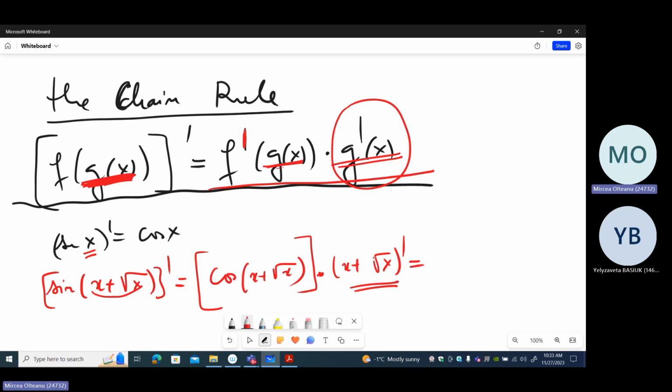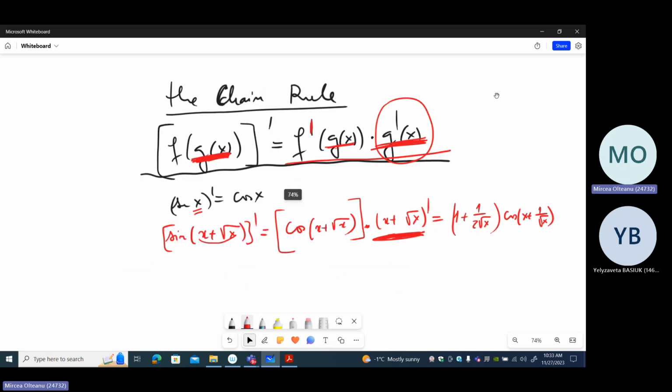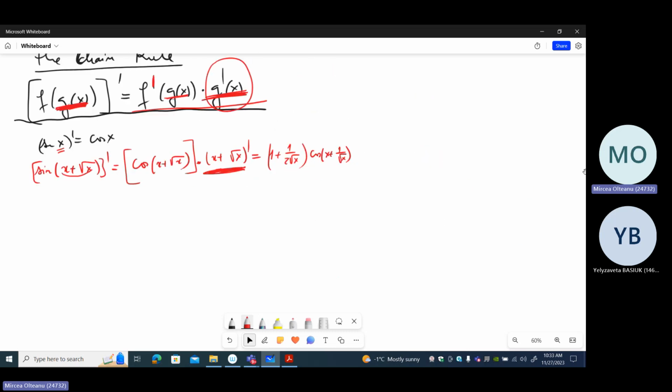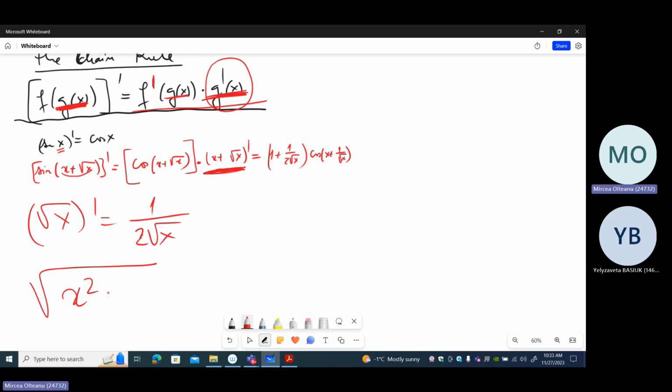So that's why I shall write it in front. The derivative of this one is 1 plus 1 over 2 root of x, times cosine of x plus root of x. So don't forget to multiply by the derivative of the argument. And so on. For example, we know that the derivative of square root of x is 1 over 2 root of x. But what if we have root of x squared plus logarithm of x, for example?